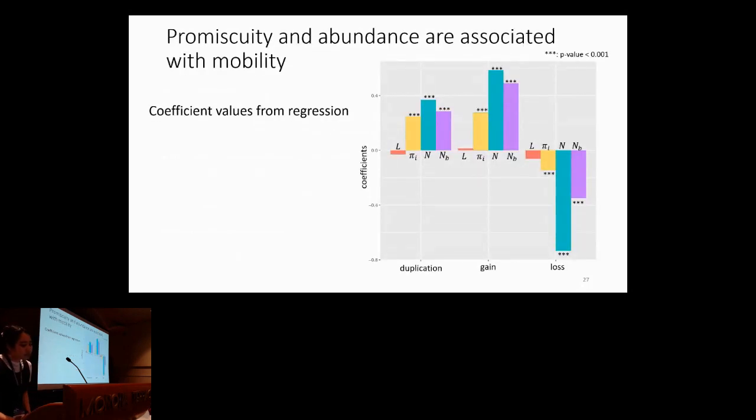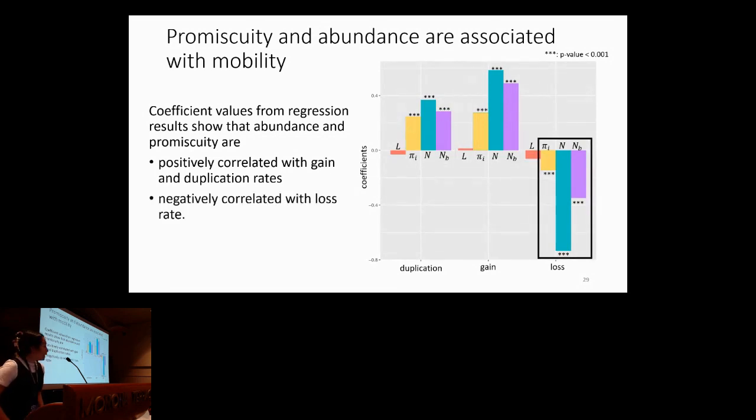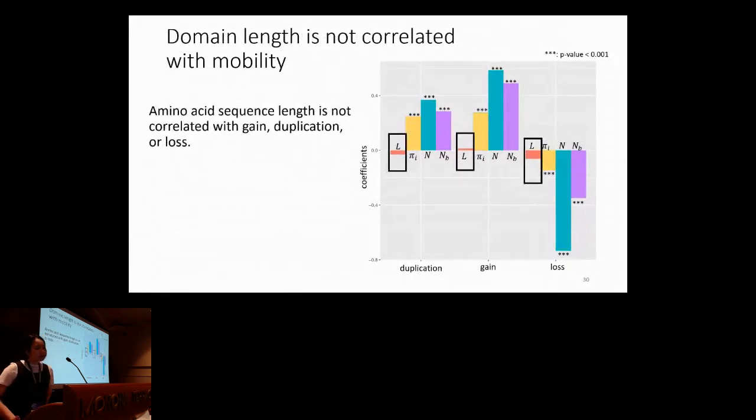So here we plotted the coefficient values for each event rate from the regression model. Each bar color is associated with a different measure, and they are grouped by event. And we can see that the abundance and promiscuity are positively correlated with gain and duplication rates, and they are negatively correlated with loss rates. Meanwhile, contrary to suggestions in the previous literature, our regression model results suggest that there is not enough supporting evidence for the hypothesis that smaller domains are more mobile.